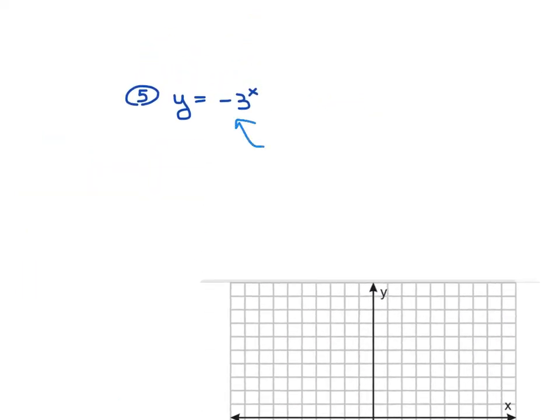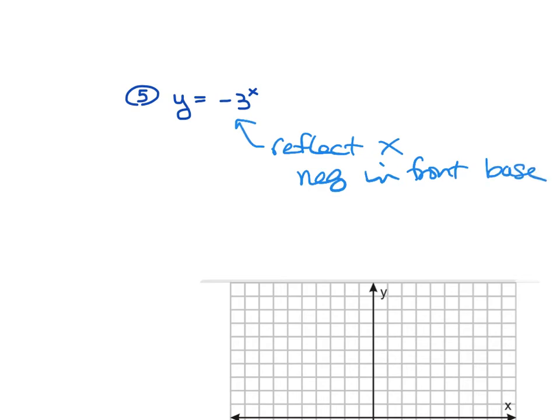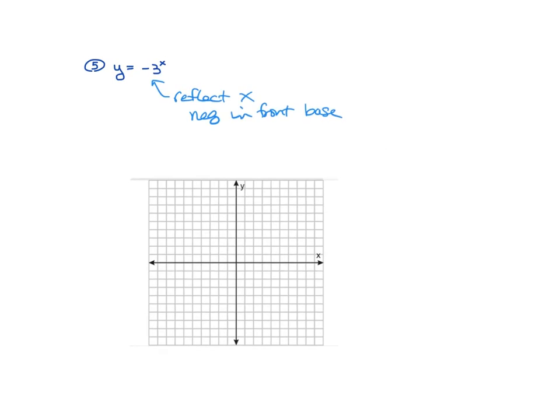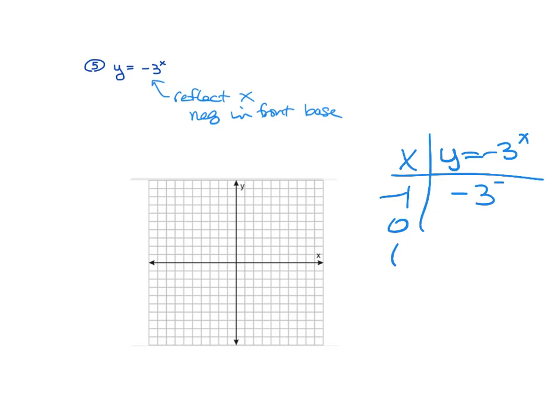This is indicating that when I'm all said and done, my graph needs to look like a reflection across x. When there's a negative in front of the base, it's a reflection across x. But again, I'm just going to do a table of values using that function, y = -3^x, plugging in -1, 0, and 1. Remember, this negative sign is not being held with that 3.